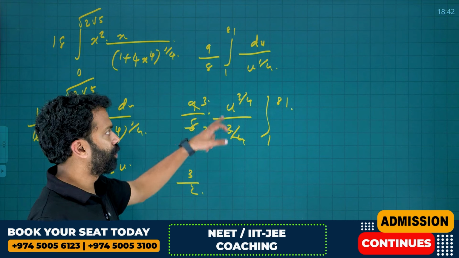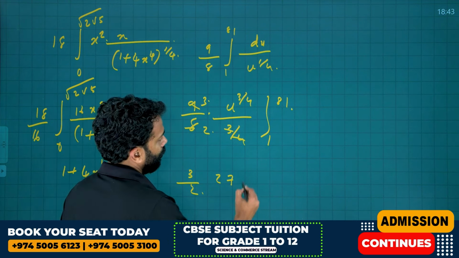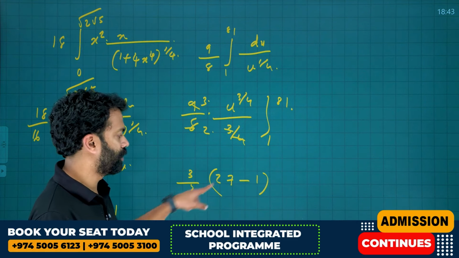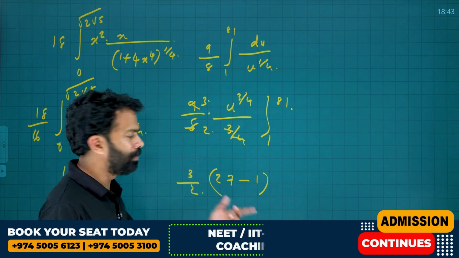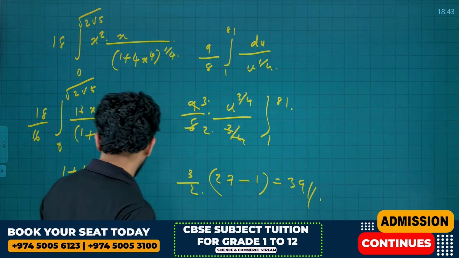That is 3 raised to 4, the whole raised to 3 by 4, that is 27. That is 27 minus 1. Okay, what is 27 minus 1? 26. What is 26 by 2? 13. What is 13 into 3? 39. Okay, that is the final answer for this one.